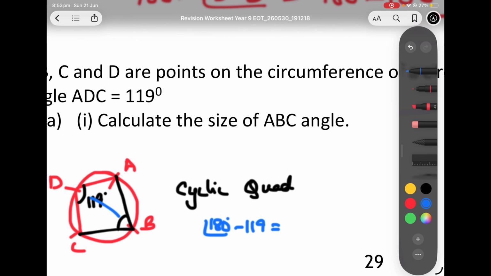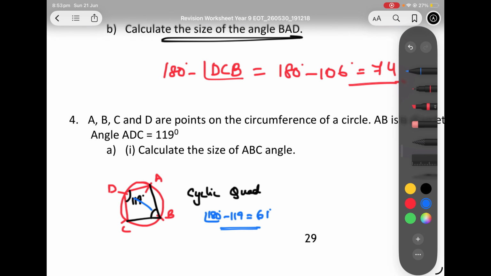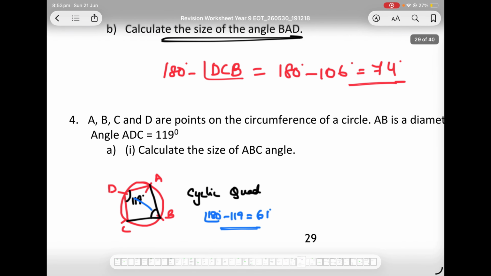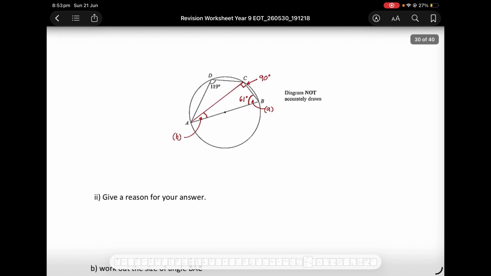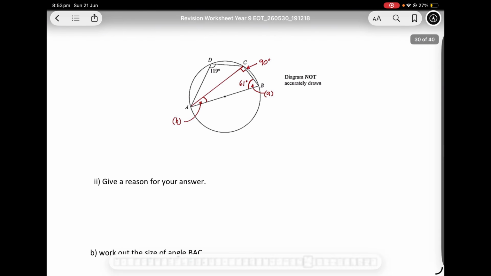80 minus 20 would be 61 degrees. That is the answer we have here. So 61 degrees is angle ABC. Fine. Then after that we have another question, cyclic quadrilateral, all of that you would write.